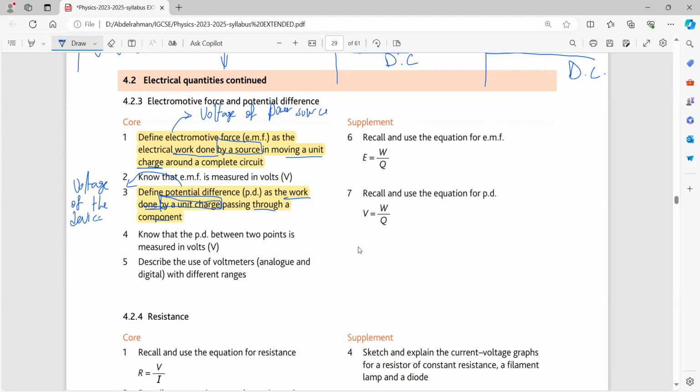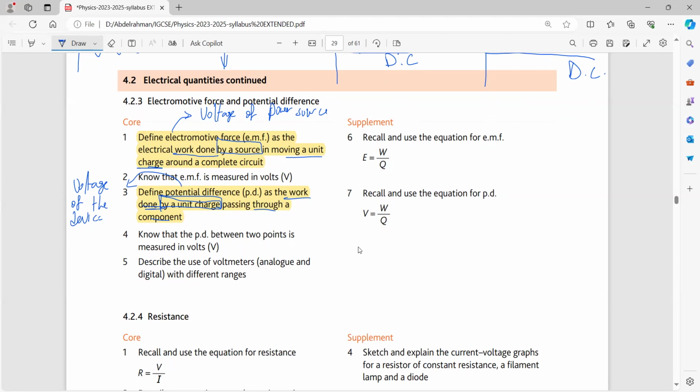Okay, it's work done, and both of them are energies. One of them is work done by the source, and the other one is work done by a charge. When the source does the work, it supplies energy to the circuit. When the charge does the work, it takes energy from the circuit. It uses up energy from the power source. That's the difference between an electromotive force and the potential difference.